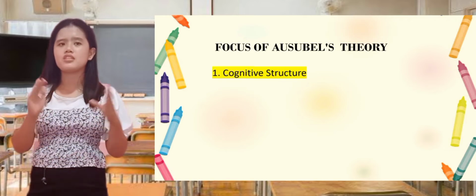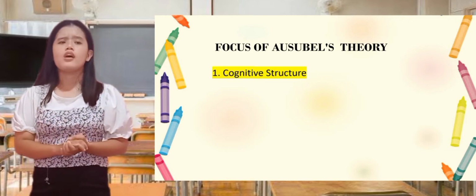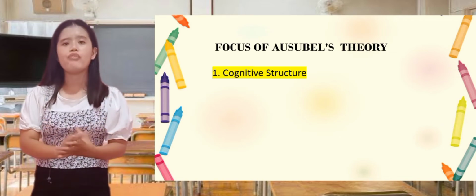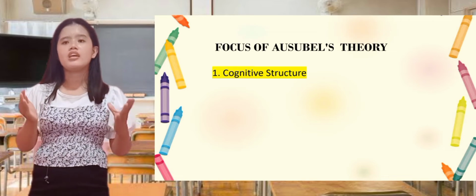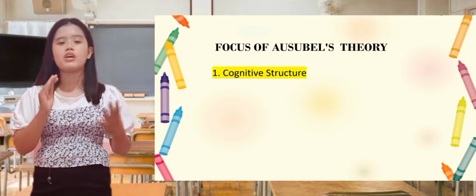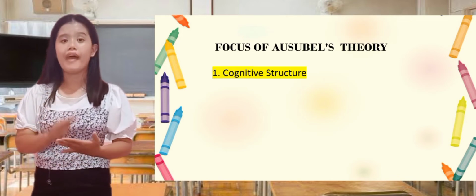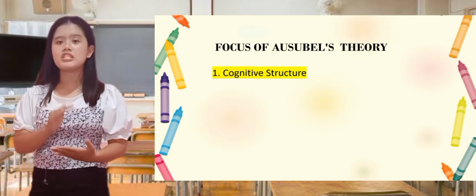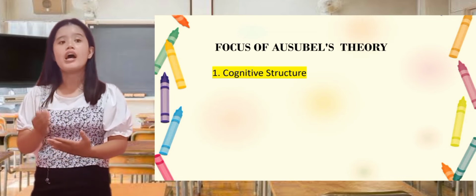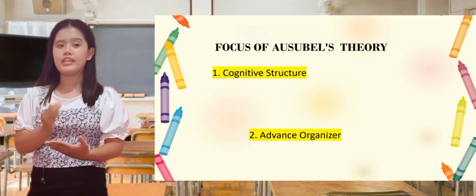The first one is cognitive structure. The learner's cognitive structure is the most important factor influencing learning: the quantity, clarity, and organization of the learner's present knowledge. This includes facts, concepts, propositions, theories, and raw perceptual data that the learner has available at any point in time.